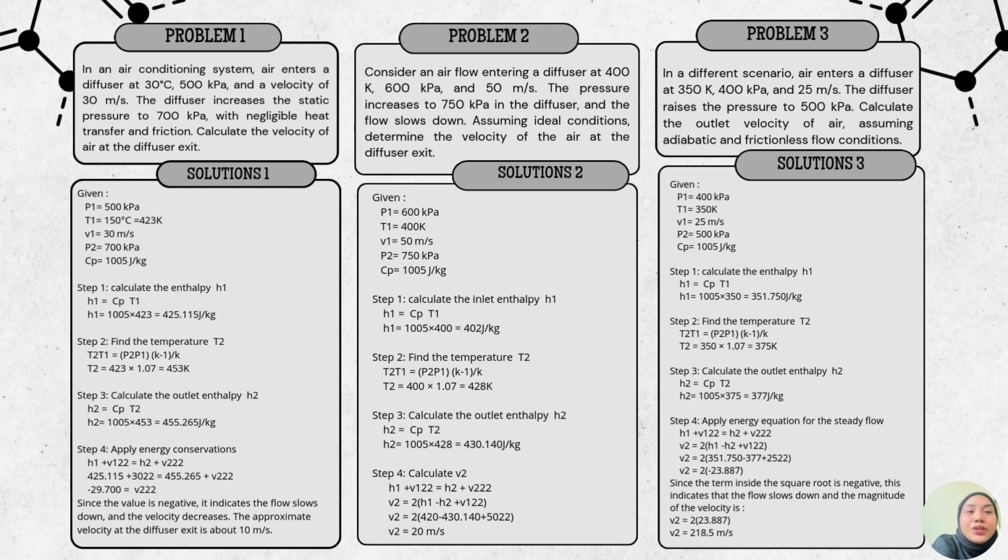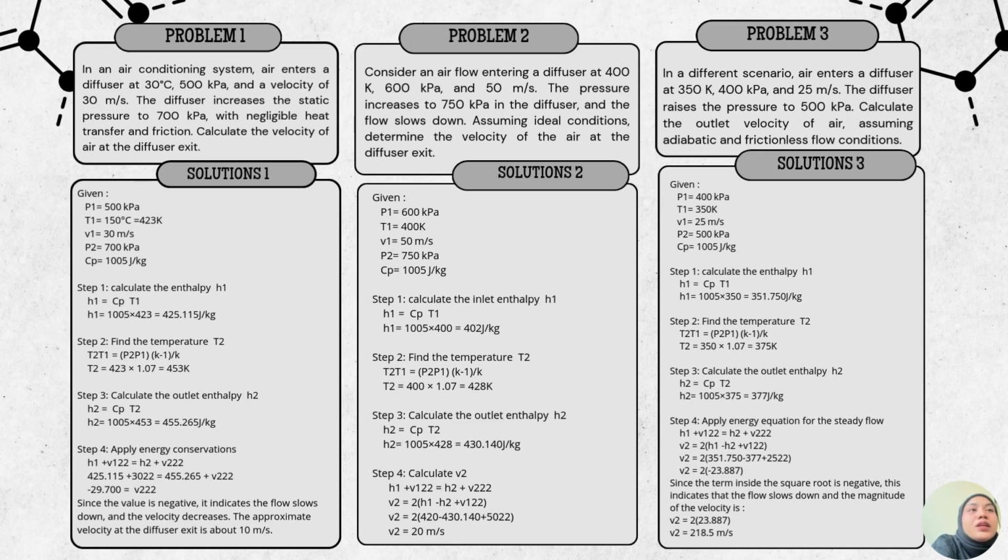So here are 3 example problems in 3 different scenarios involving an adiabatic nozzle. In each case, we need to determine the exit velocity of the air. We treat air as an ideal gas and assume a steady flow process where heat transfer and work are zero. Therefore, the decrease in enthalpy is converted directly into kinetic energy.